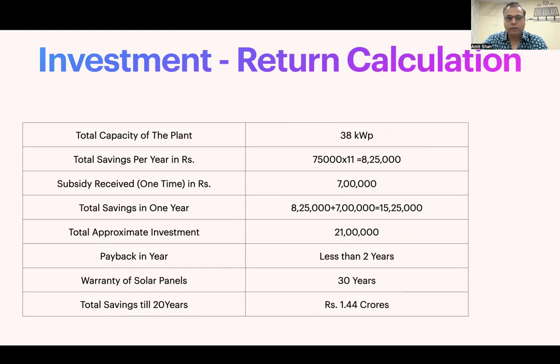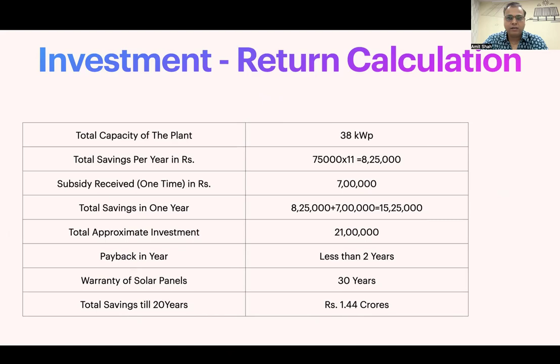Now we can focus on the investment to return calculation, wherein I've explained in very simple terms the ROI, return on investment calculation. Total capacity of the plant was 38 kilowatt. Total savings per month, as you can see, is 75,000 rupees into 11 months, because we are excluding the monsoon month. So the savings of the year would be somewhere around 8 lakhs to 8 lakh 25,000.